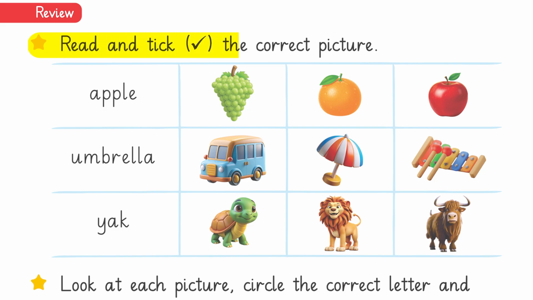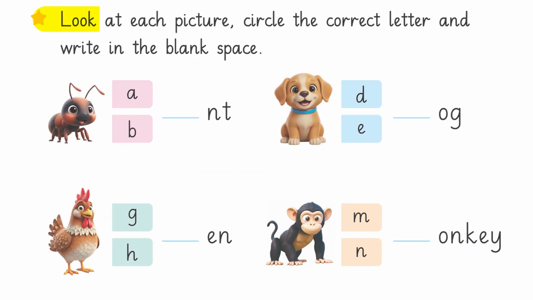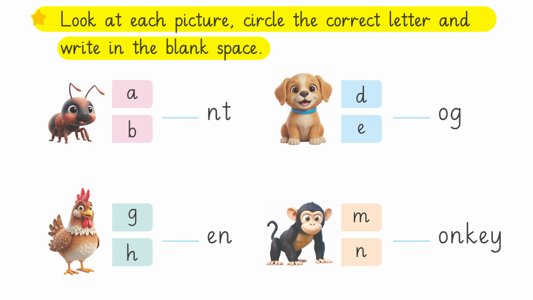Read and tick the correct picture. Apple, yes, and circle a big juicy red apple over here. A umbrella, and circle umbrella, and yak, and circle yak. Now look at each picture and circle the correct letter and write in the blank space.